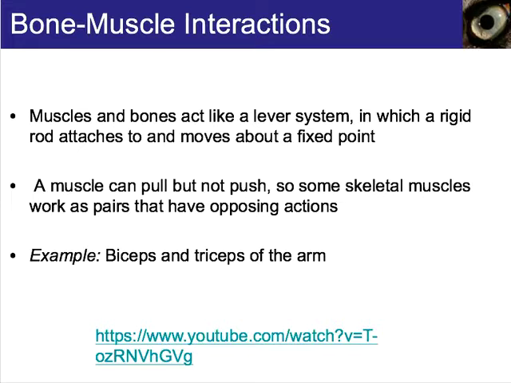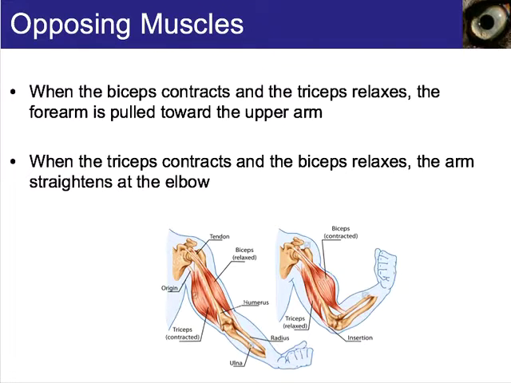If you curl up your arm right now and flex that bicep, you're shortening your bicep and elongating your tricep. If you were working on your triceps, you'd be shortening your triceps and elongating your biceps. And this is just a picture showing you exactly what I just said.